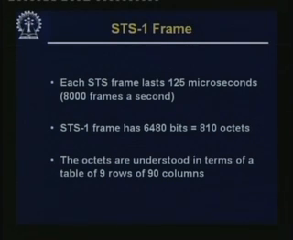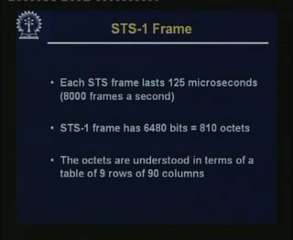An STS-1 frame has 6480 bits, or 810 octets, or 810 bytes. That means, in one 125 microsecond slot or frame, we are putting in 810 bytes. Theoretically, that means it can carry 810 DS0 or voice signals. Actually, it is not 810, it is less than that, because a number of these bytes are used for different types of overhead. We will talk about this. Anyways, we have these 810 bytes.